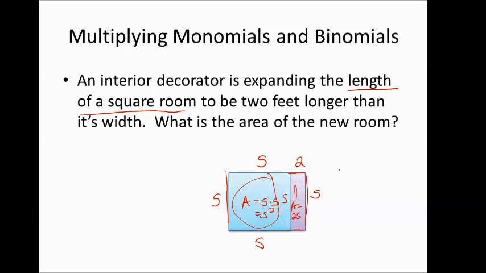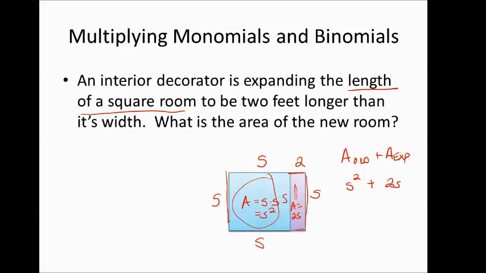So I end up with the area of the total: the area of the old room plus the area of the expansion. The area of the old was s squared, and the area of the expanded area was 2s, so plus 2s. Let's see what that looks like if I use the distributive property.